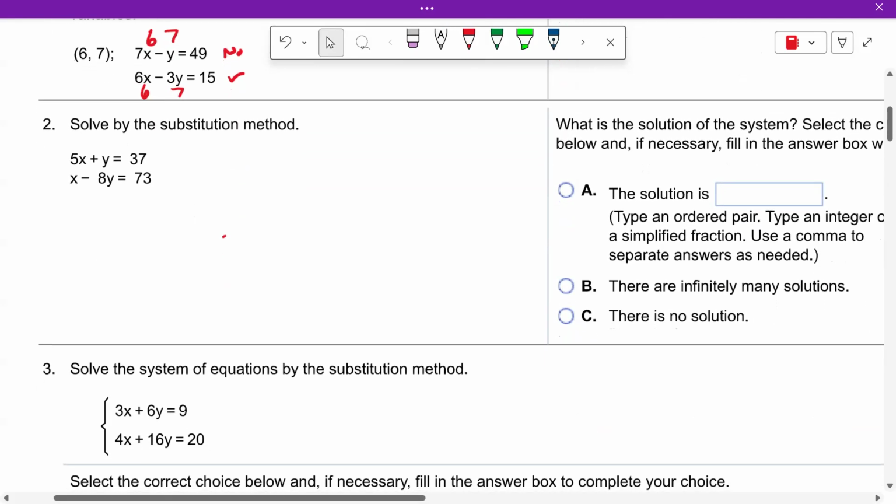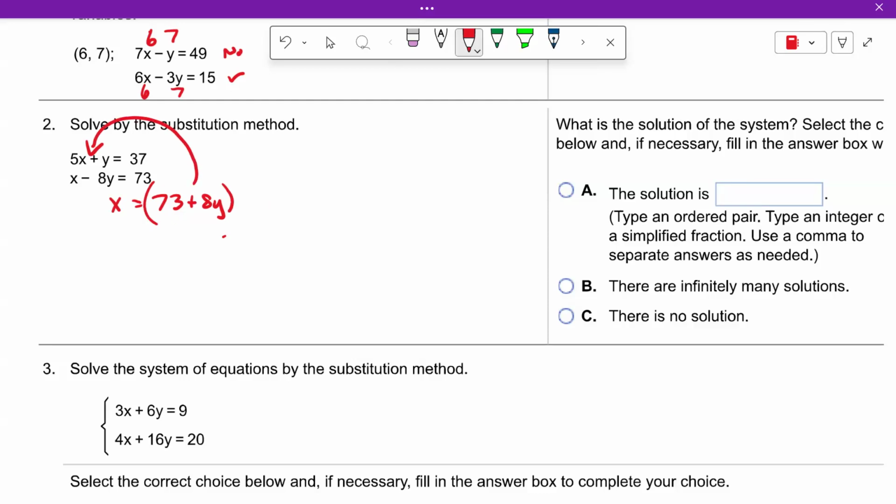Substitution method. When it's a substitution method, we get one variable alone. Once one variable is alone, we plug what that is equal to into the other equation, we solve, and then we resolve back. So what's the easiest variable to get alone here? X in the second equation. X equals 73 plus 8y. So we take this and plug it in for the x of the first equation.